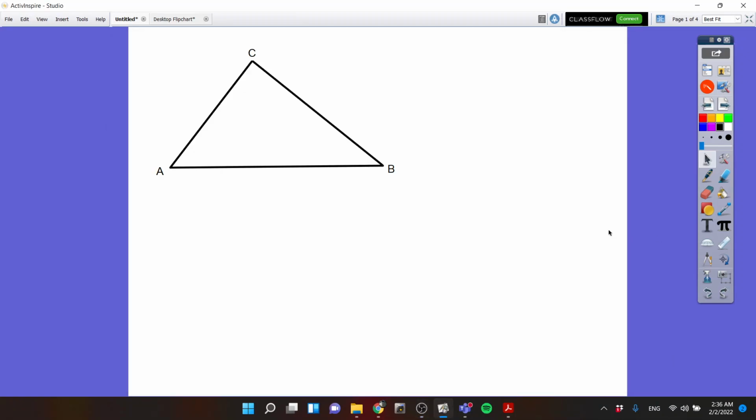Hey there, students. So I wanted to talk today about the law of cosines. We just covered the law of sines. We have practice, and generally people are feeling pretty good and ready with the law of sines.